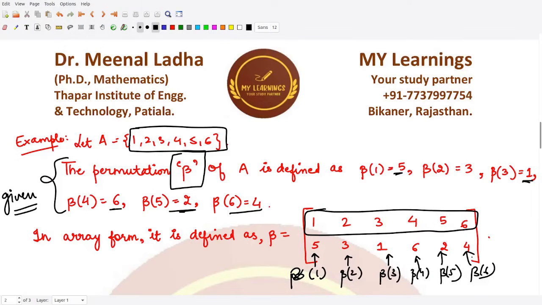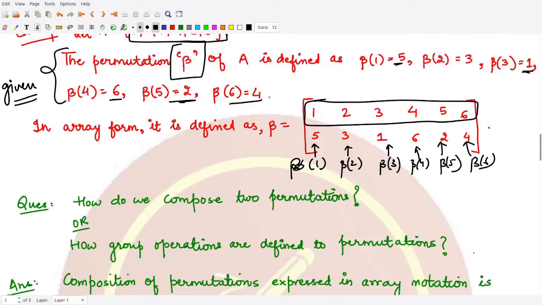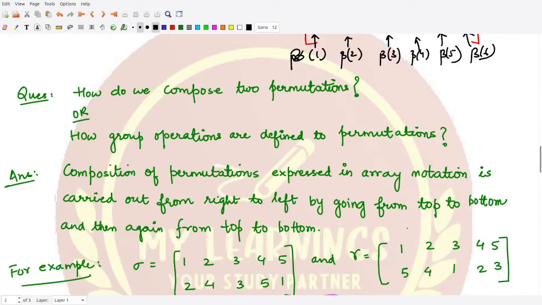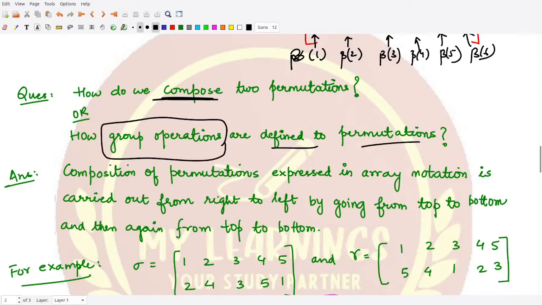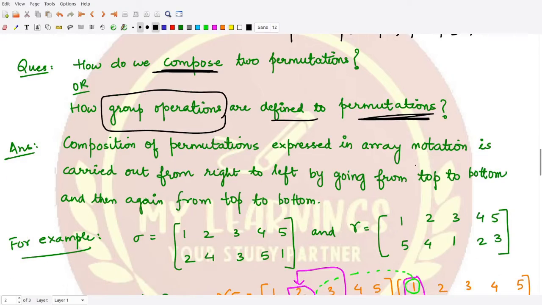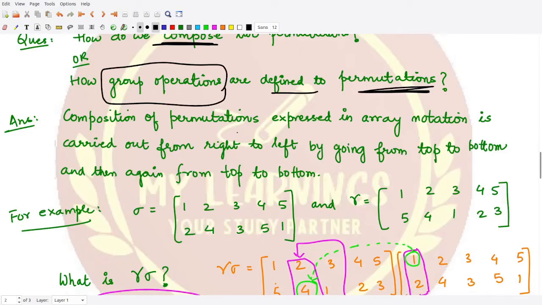After having understood this array notation, the next question that comes into our mind is, how do we compose two different permutations, or how is the group operation, function composition, defined on such permutations? So let's see how we may compose two permutations. In order to compose permutations, we express them in array notation and then carry out the composition from right to left.